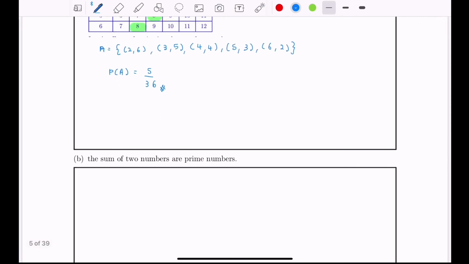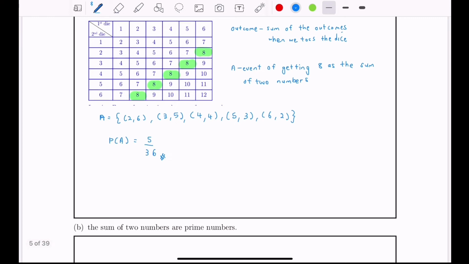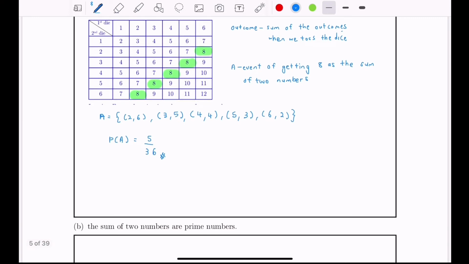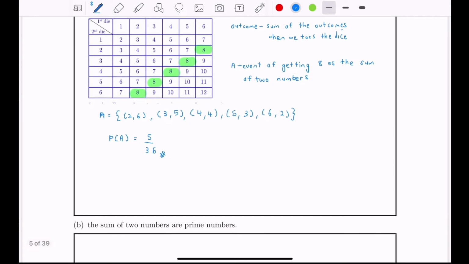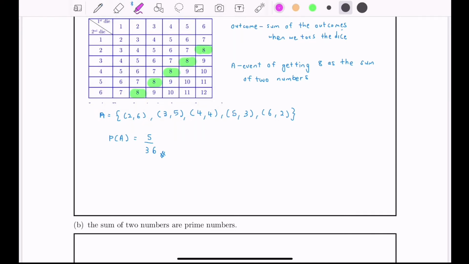Okay, next, B. The sum of two numbers is a prime number. A prime number is a number that is greater than 1 and can only be divided by itself. So the prime numbers are 2, 3, 5, 7, 11. Okay, so 1, 2, 3, 4, 5, 6, 7, 8, 9, 10, 11, 12, 13, 14, 15.